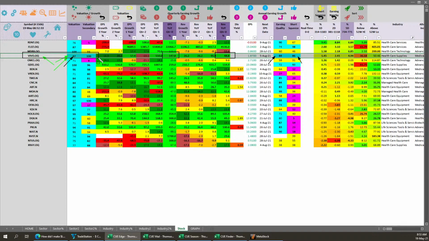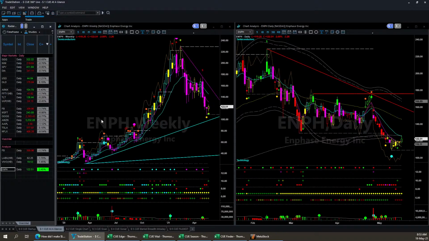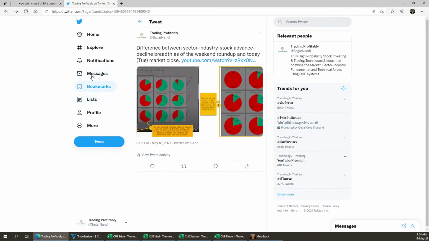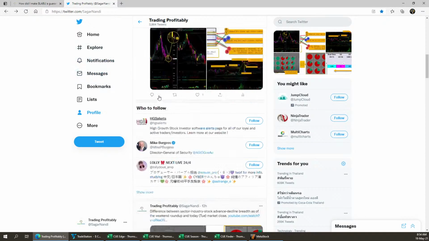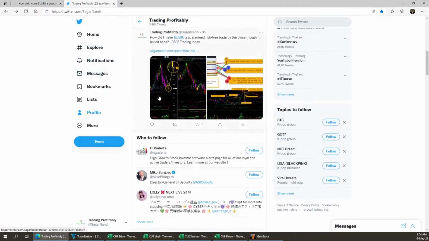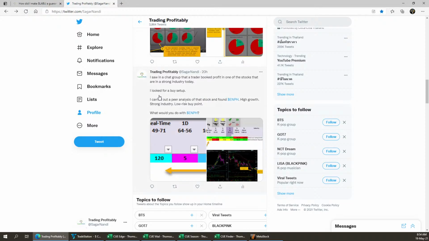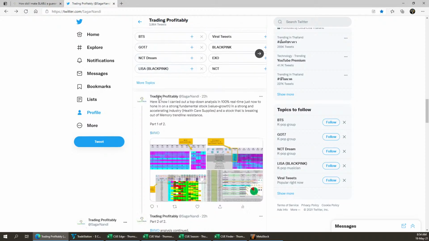Labu I also found this way, but for Labu I stopped at the industry level. For Vivo I went down to the stock level. Those were long trades in defensive areas. Now let's look at a tweet. I think yesterday I shared a tweet. It's useful to look at the tweet when I shared it, so you know how the charts looked right at that time. Did I share something on Dow?